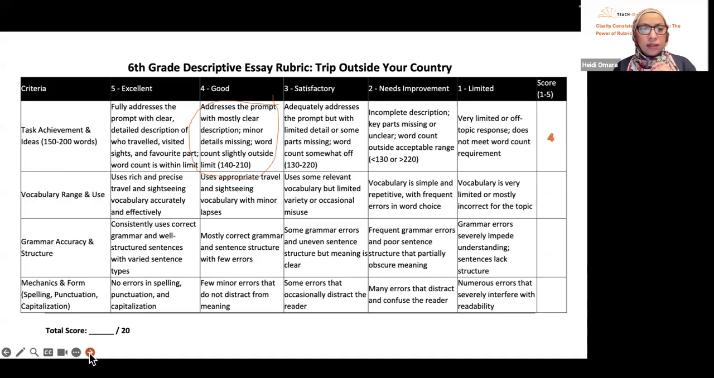Here, the next, he got 3 in vocabulary range. So the grade is 3. Maybe he got here 4. So here 4. And then here it is 2. And here it's 2. So what is the total grade for this student? It's 13 out of 20.